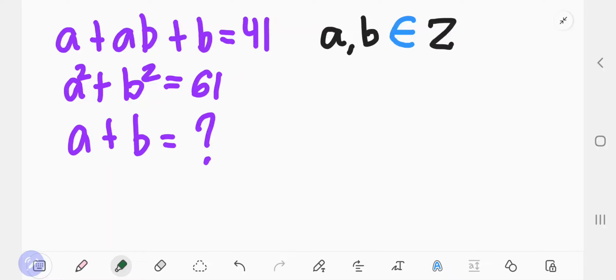In this video, we are given a system of equations: a plus ab plus b is equal to 41, a squared plus b squared is equal to 61, and we have to solve for the value of a plus b, in which a and b are both integers.